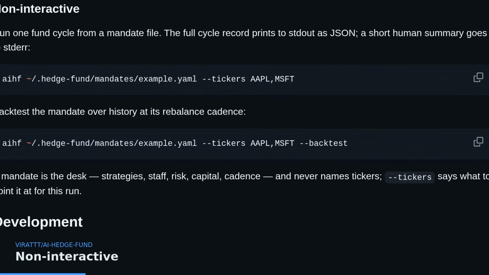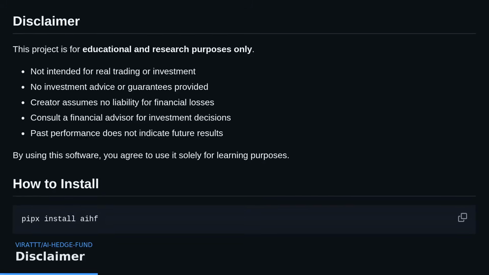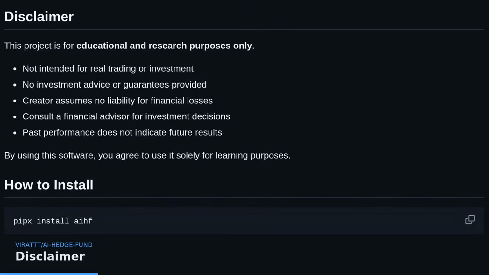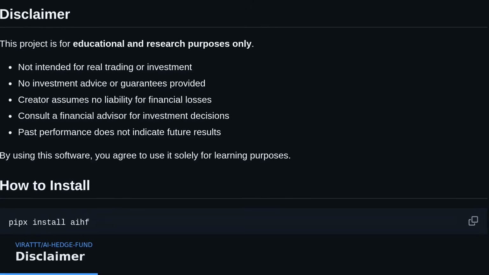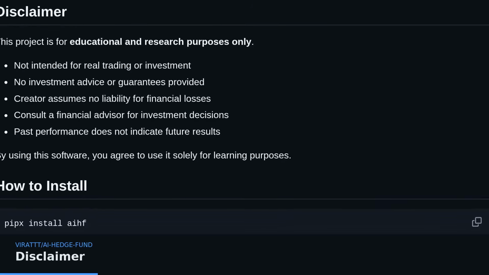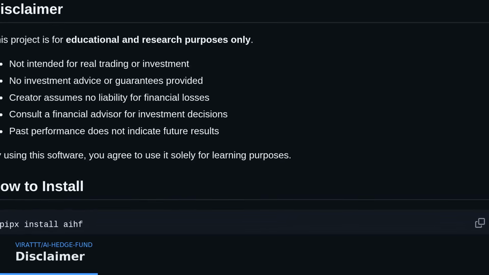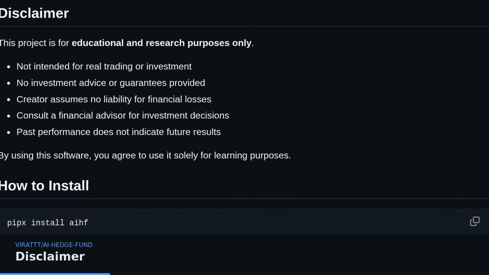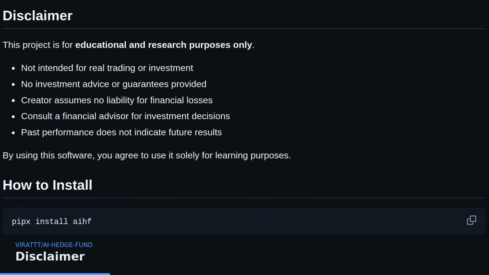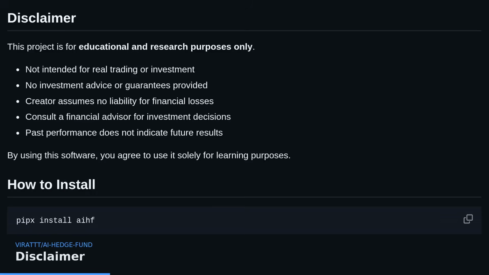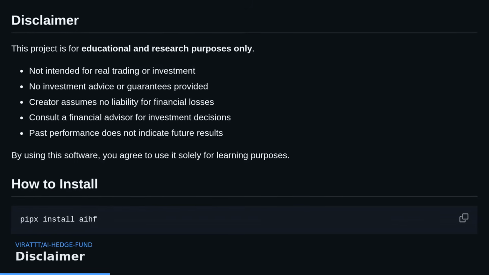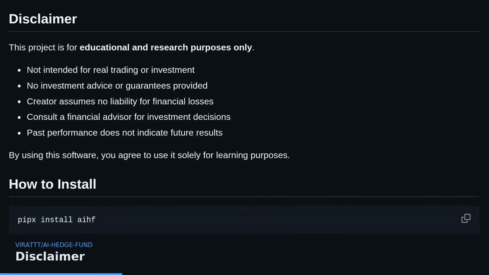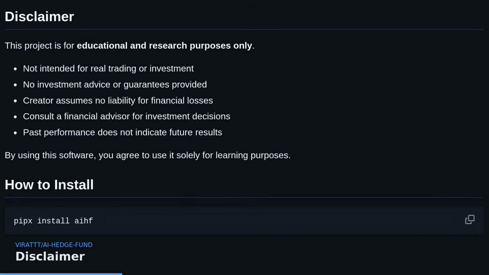How do the pieces fit together conceptually? The architecture is built around a few key components. At the core, there's a fund specification, a YAML file that defines the fund's strategies, risk parameters, and rebalancing schedule. This is the desk of the fund. Then, there's a data pipeline that pulls in financial data from external sources, and a backtesting engine that simulates the performance of the fund's strategies over time.